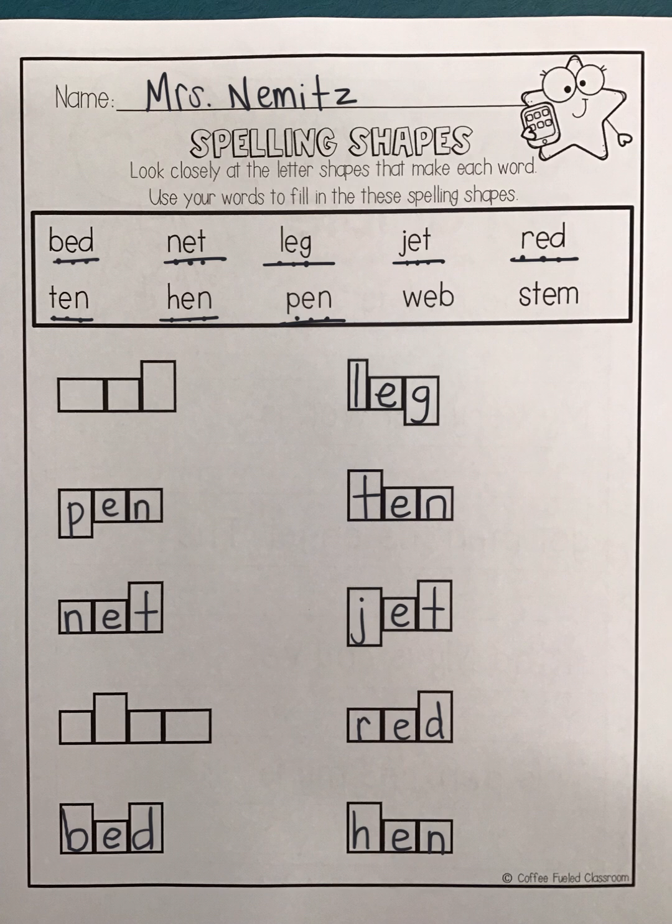Next word is web. W-E-B. Web. W-E-B. With that B, I do the back first, then the belly. And our last word is stem. S-T-E-M. Stem. S-T-E-M. Stem. Way to go. Flip your paper over.